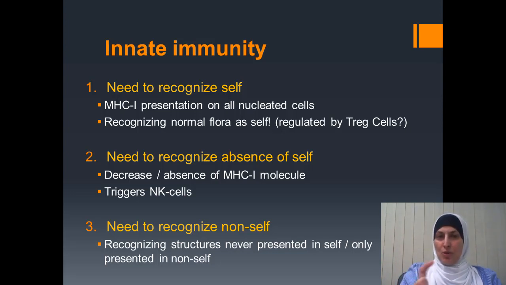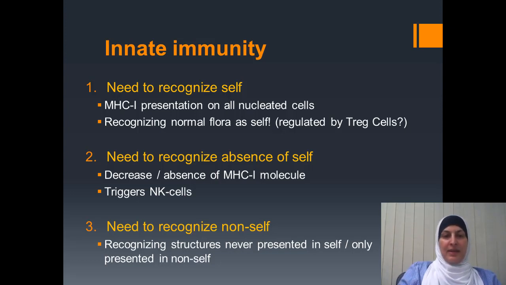This sort of relationship is also regulated and organized, and this is regulated by a specific type of T cells, which was recently discovered, called the Treg, which is responsible for the regulation of the immune response. So this is how the normal flora, although they are not self, are still considered as a self. This is one part that the innate immune cells need to do, recognizing self.